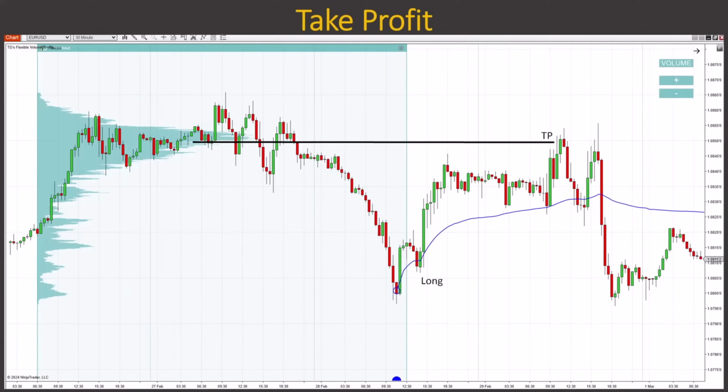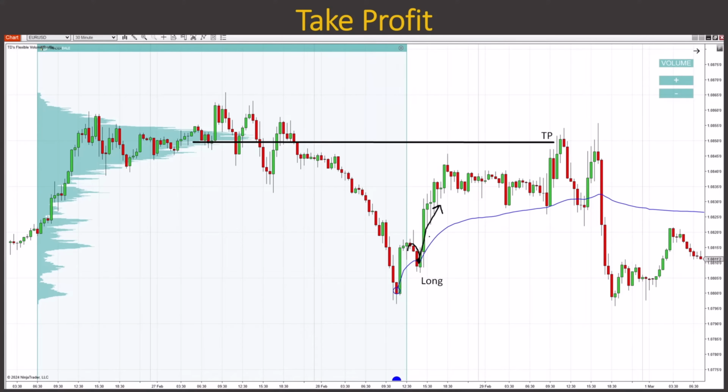Now, here are a couple of examples. This is your dollar 30-minute chart, and this is NinjaTrader 8, by the way, with my custom-made indicators. This is my volume profile indicator. This blue line is my anchored VWAP indicator. So in this example, we have a very strong swing low here, so the VWAP is anchored to this place. Here is a pullback, so it is long from here.